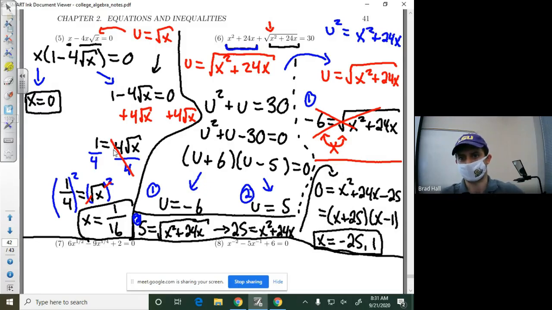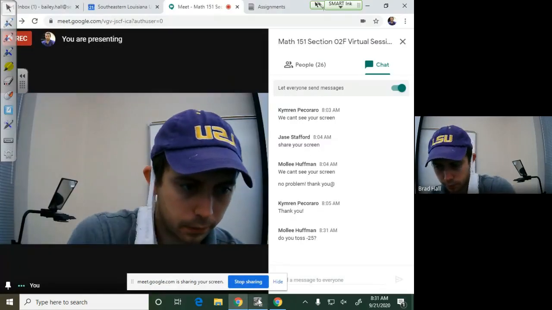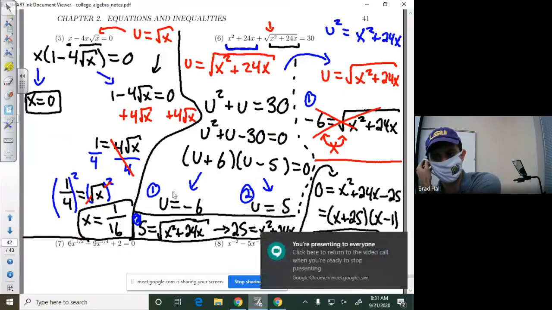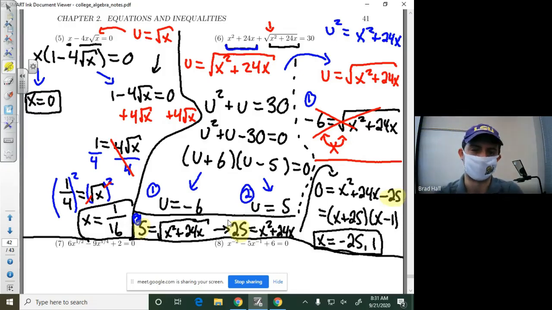Does anyone have any questions about either problem before we move on? So the -25 was, of course, 5 squared was 25, and then we booted that over to this side, so they can all be on the same side and then equal to 0. And from there, we can factor as we normally would. So hopefully that answers your question, Molly.